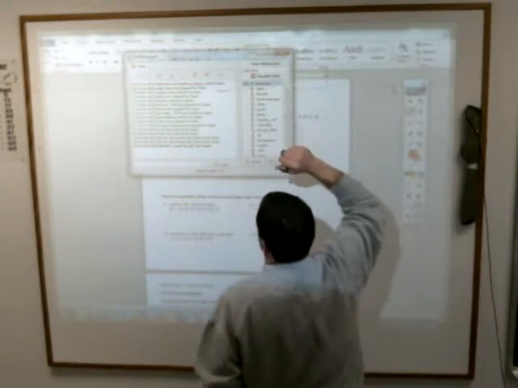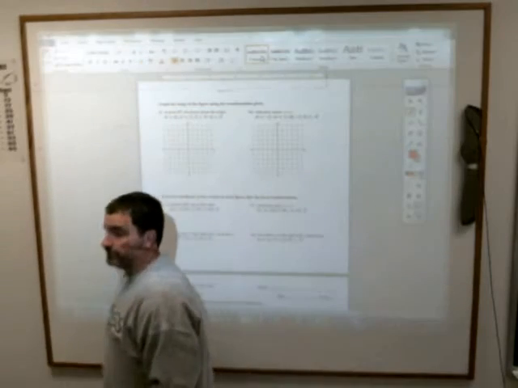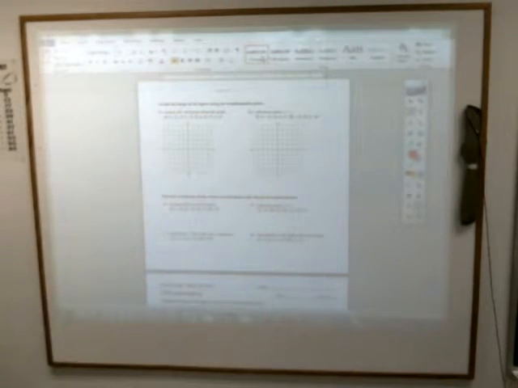Negative has nothing to do with the first number, which is over. The second number is up. Negative and positive has nothing to do with which direction, up or down, it goes.